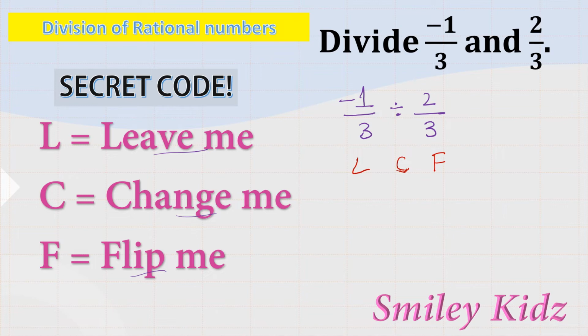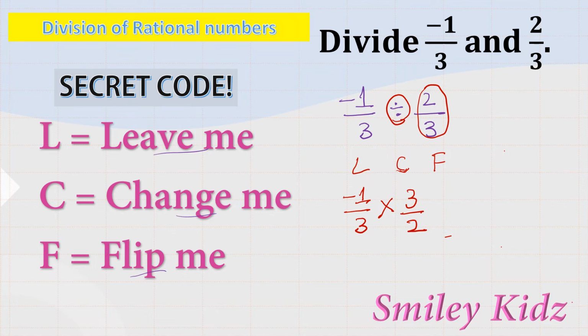So let's apply them. L stands for leave me, so you have to write it as it is. C stands for change me, so we need to change this division symbol into multiplication symbol. And what do you mean by F? It's flip me. So you need to reciprocal 2 by 3. You need to flip it. What will it be? It will be 3 by 2.